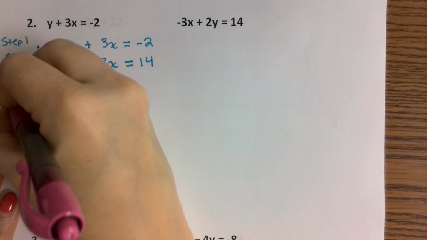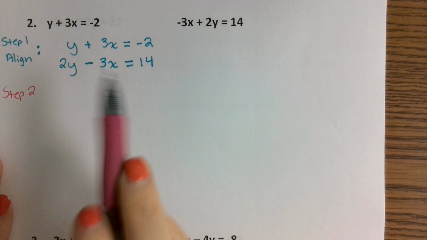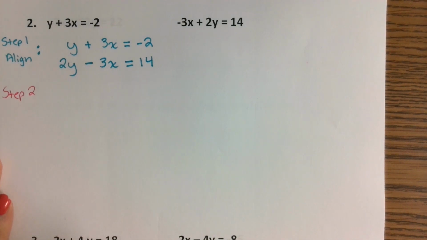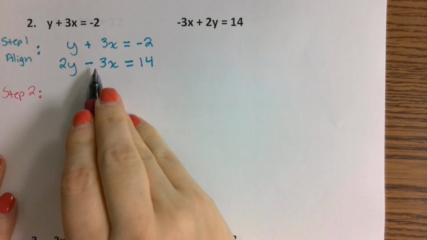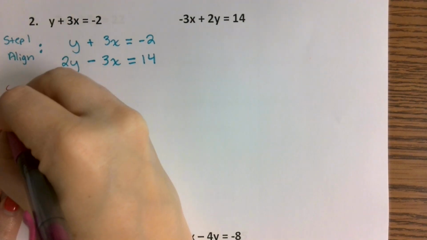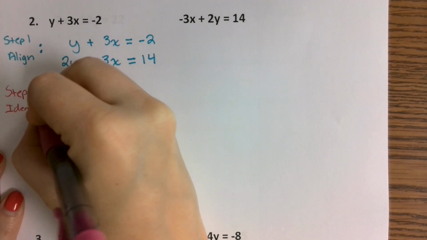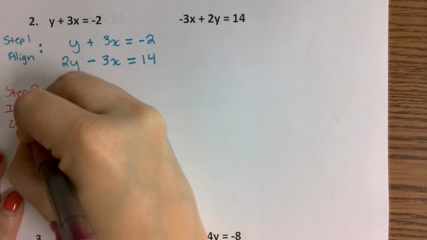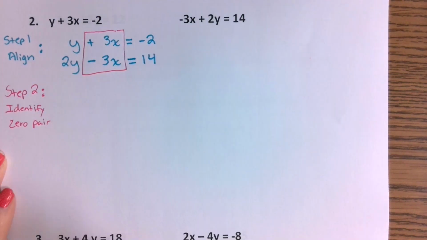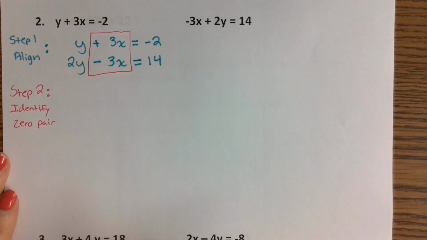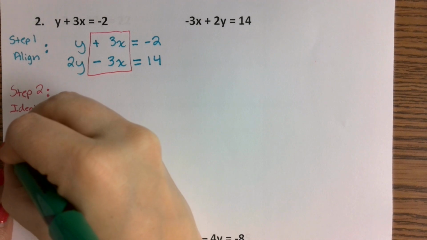Step 2, I need to either create or identify. So the first thing I'm going to check, do I have a zero pair up here? Yes. Which variable is the zero pair? The 3x and the negative 3x. So I identify my zero pair, because I do have one. It happens to be right here. The positive 3x and the negative 3x are my zero pairs. My step 3 is to go ahead, eliminate, and solve.